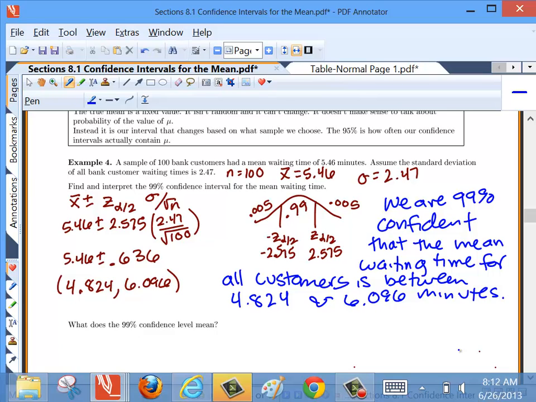Now, does that mean that every customer that comes in is going to be between 4.8 and 6 minutes? No, okay, and that's what a lot of times people try to do. They try to say, well, all the individual values are in there. No, we're 95% confident that the mean is in that range. One person might have to wait 1 second, another person might have to wait 10 minutes. Okay, but we're 95% confident that the mean is in that interval.